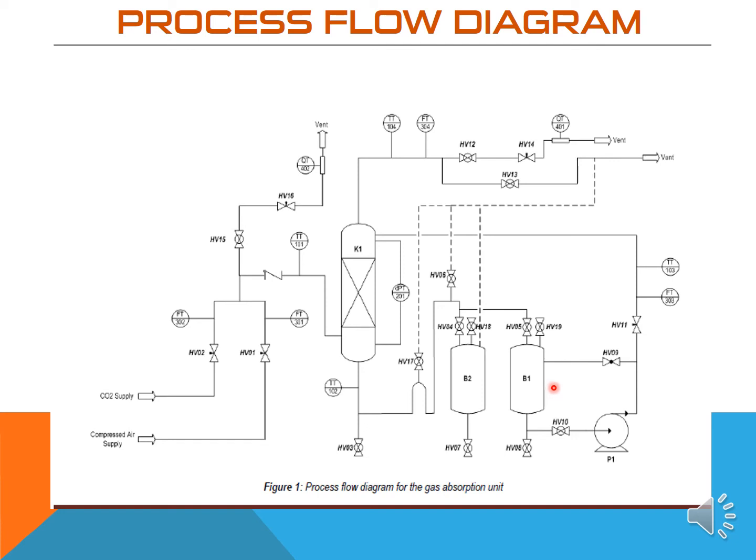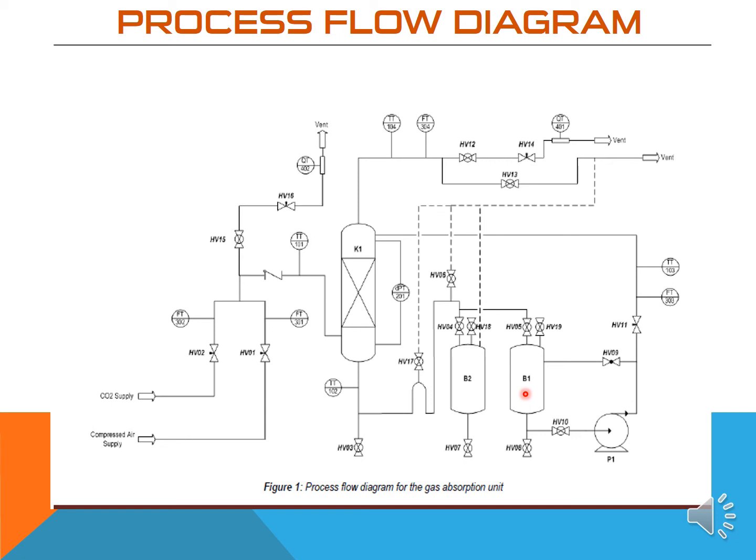Observe the water flow rate indicated on FT303 at the control panel. Allow water to enter the top of the column K1, flow down the column and overflow back into vessel B1. Then collect an initial liquid sample of 100 ml from valve HV03.